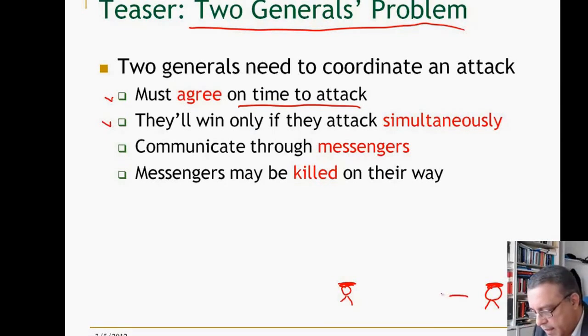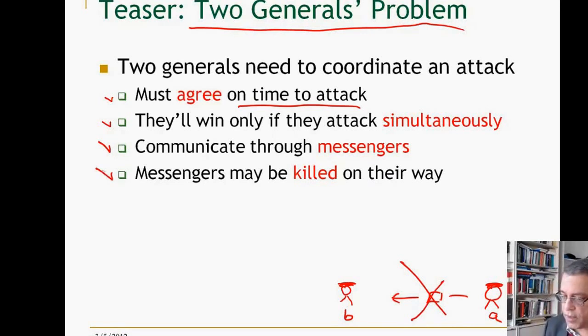They do this by sending a messenger. A messenger goes from one to the other, so General A is telling General B, let's attack tomorrow at 8 o'clock. If they agree, then they will attack, as I said, and they can win the battle. But what can happen is that this messenger could be killed on the way. The question is, can we build a service or a program that really performs this task?